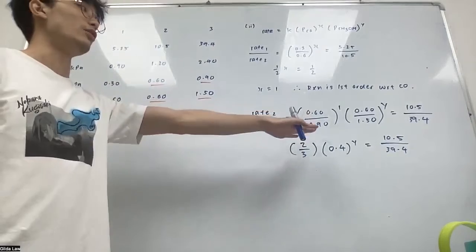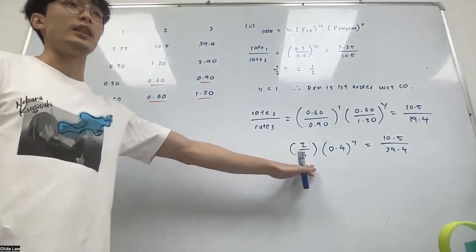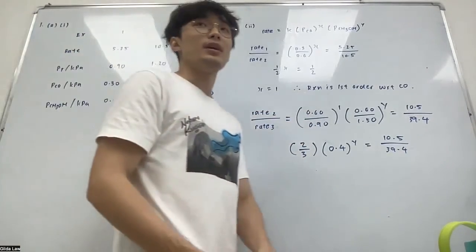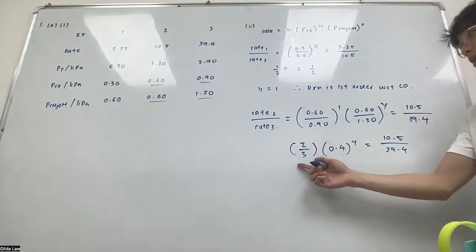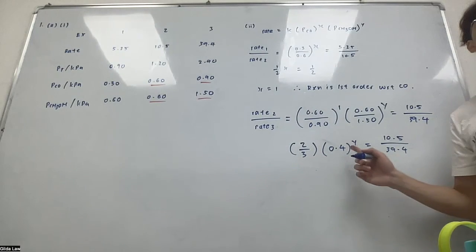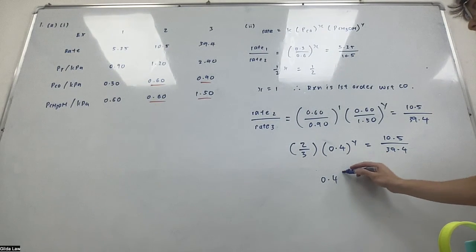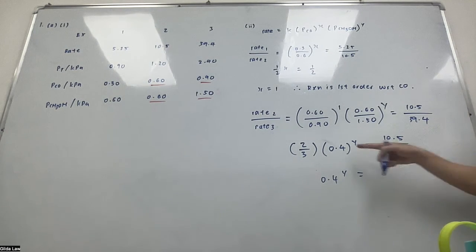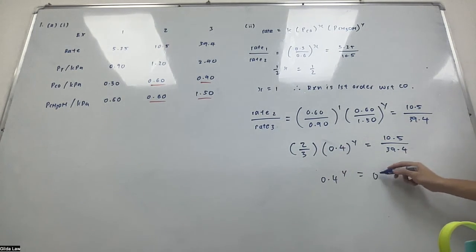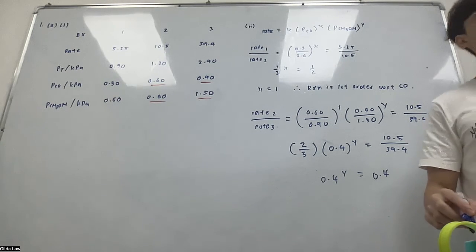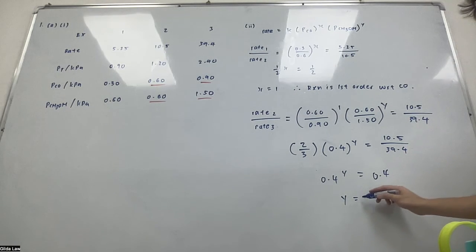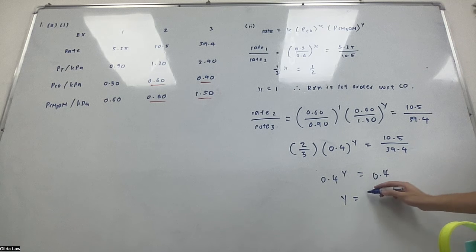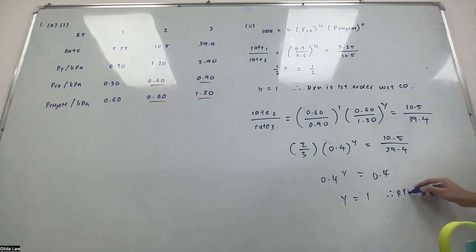Once I sub in everything, I can simplify it to this. And then what do I do now? I just bring this over to the other side, such that my y becomes the subject. So I will get 0.4y, and then this is equal to what once you bring it over? Just take this divided by your 2/3. You can get 0.4 also. It will end up like a nice value, not to worry, because your y has to eventually be an integer value, which is 1. That's why your reaction is first order with respect to methanol.